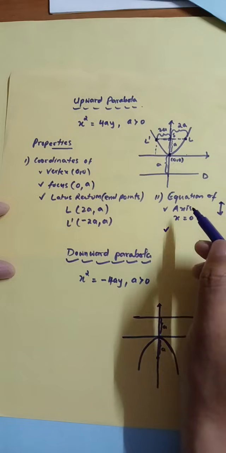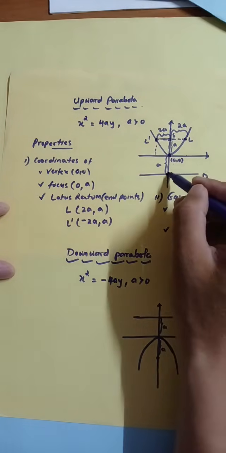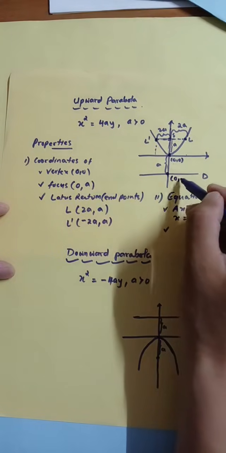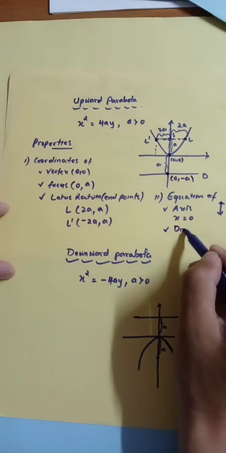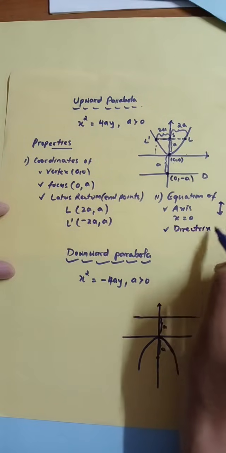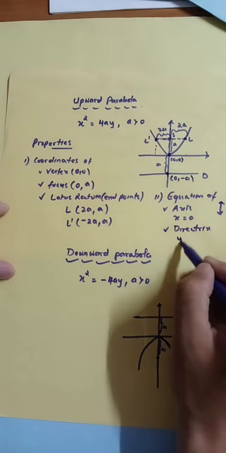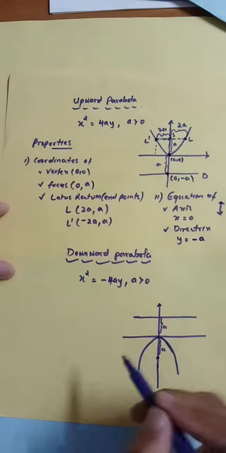Then the equation of the directrix. Take any point on the directrix. This point will be x equal to 0, then y equal to negative a. So what will be the equation of your directrix? The directrix is horizontal, so we write the y-coordinate: y equal to negative a.